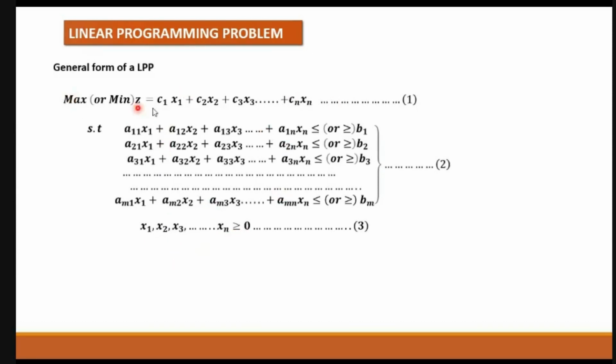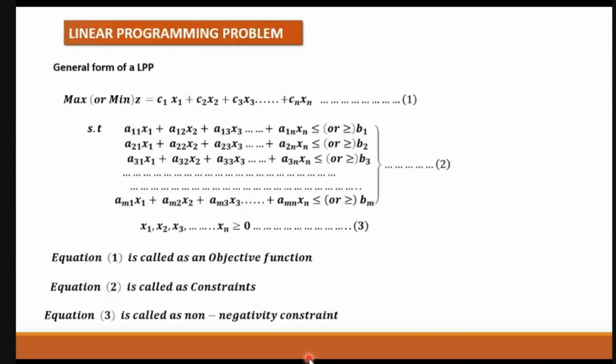Equation 1 is called as an objective function because our objective is to maximize the profit or minimize the cost. So the first equation is called as an objective function. Second equation, all these equations are called as constraints, and the third equation is called as the non-negativity constraint. Okay, so you will have some function maximize Z equal to something, then you have subject to some conditions, and then you have that all the variables are greater than or equal to 0.